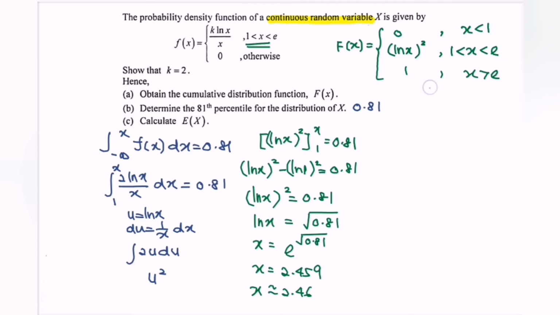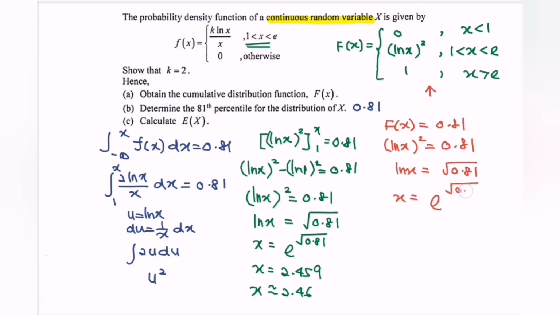Next, we are going to make use of the CDF. So in here, as we all know, we have the F(x), which is equals to 0.81. So kindly substitute. We are using the second function. So (ln x) squared, which is equals to 0.81. And we notice that we have ln x, which is equals to square root of 0.81. And then x, which is equals to e to the power of square root of 0.81. So finally, x is equals to 2.459, or we round up, we will have 2.46.